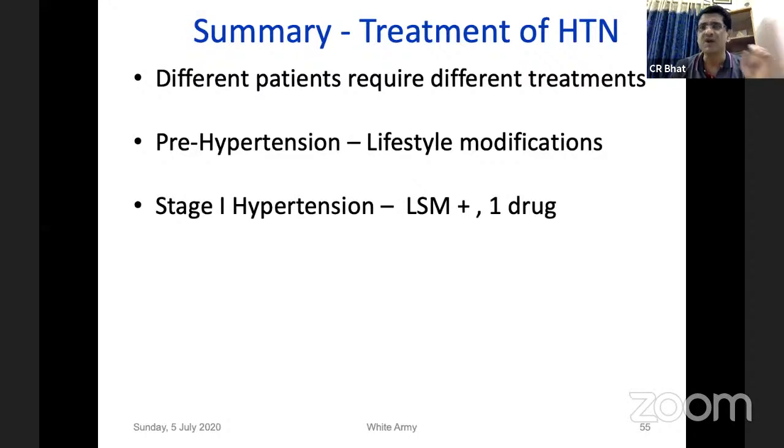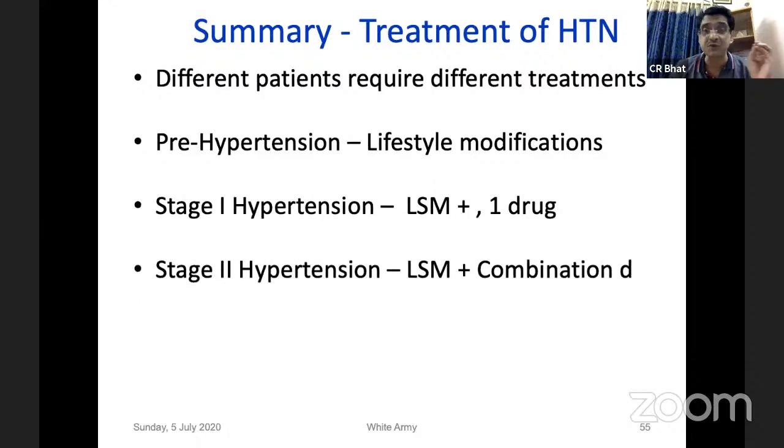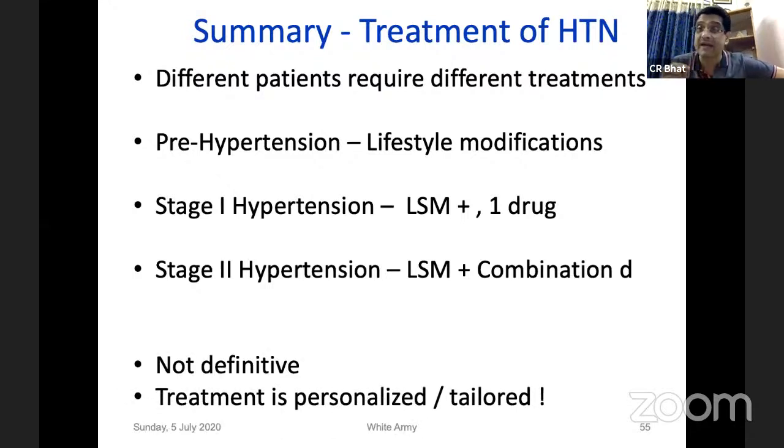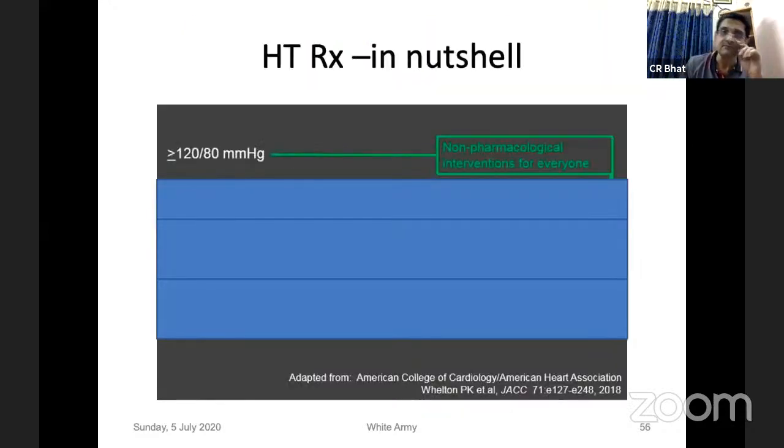Stage 1 hypertension, we need to have intensified lifestyle modification and ideally with one drug. But in stage 2 hypertension, we recommend the lifestyle modification, intensification, and combination of drug therapy. Okay, but it is not definitive. It is custom-made. Treatment is personalized and tailored. And even in a given patient, because the blood pressure can go dynamically, the hypertension goes to different stages in and out. So we may have to customize the therapy very often.